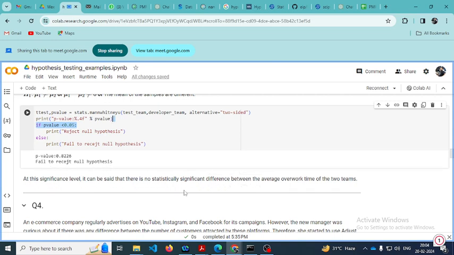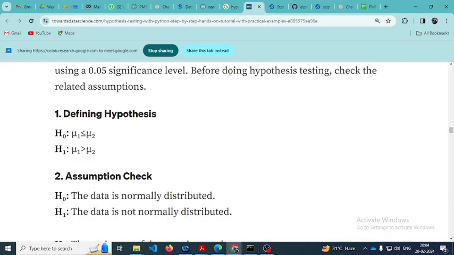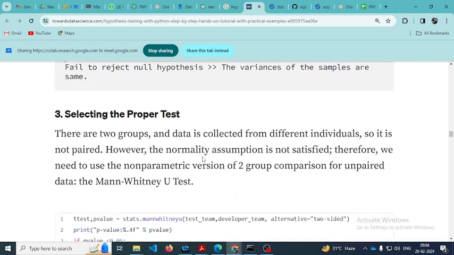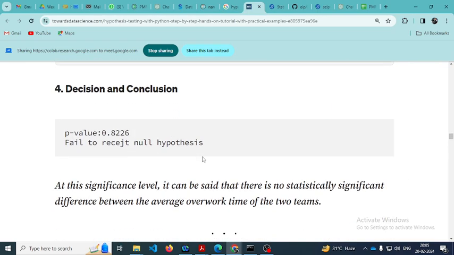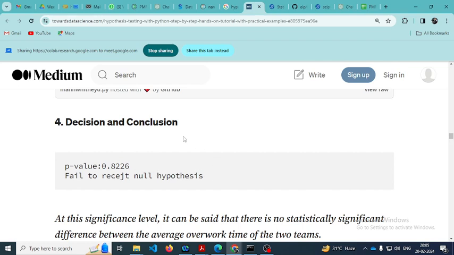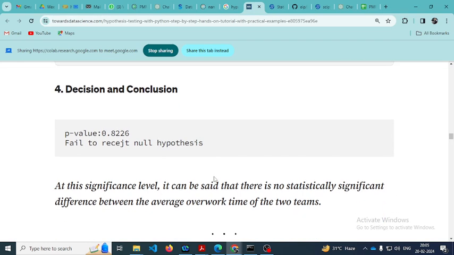So the conclusion we can make from the Mann-Whitney function is that there is no statistically significant difference between the average work time of the two teams. There is no difference between those teams, the software team and the test team, in the average overwork time. From this hypothesis testing, we can make that conclusion.